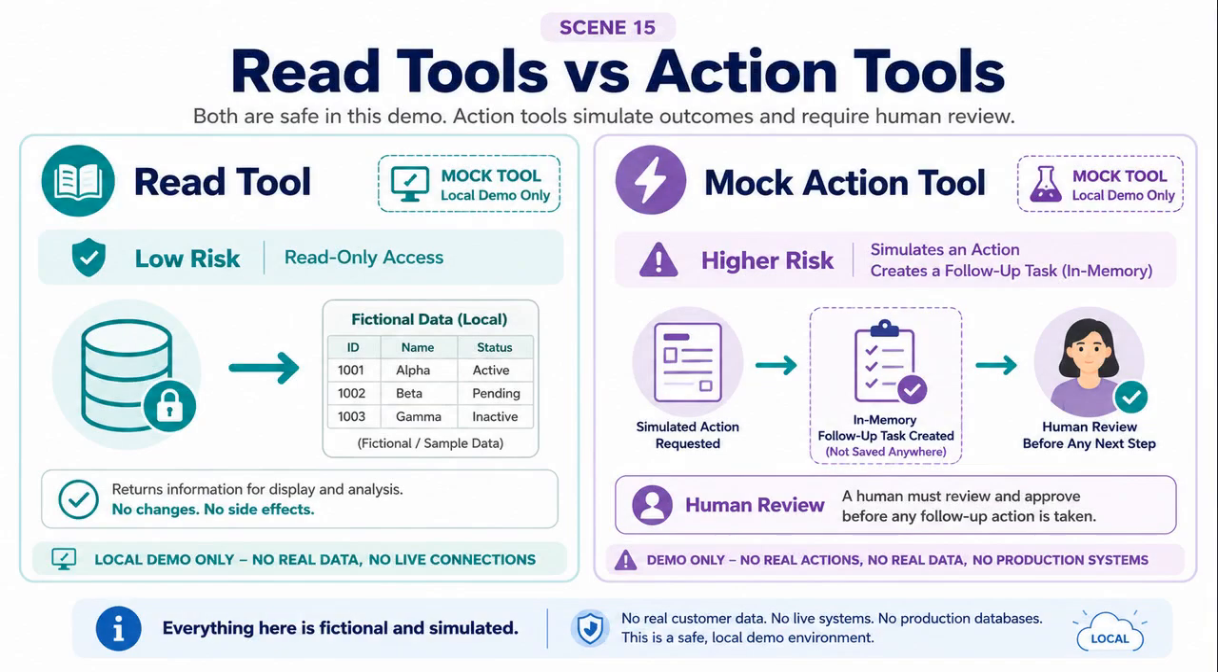With Tool 2, Simulated Follow-up Task in mind, the next piece is read tools versus action tools. Read tools fetch information. Action tools change something or simulate a change. That difference matters for safety. A mock lookup is low risk. Even a simulated task tool should be clearly labeled. Real create, update, send, or delete tools need stronger controls. Use human review around anything that affects real people or systems.